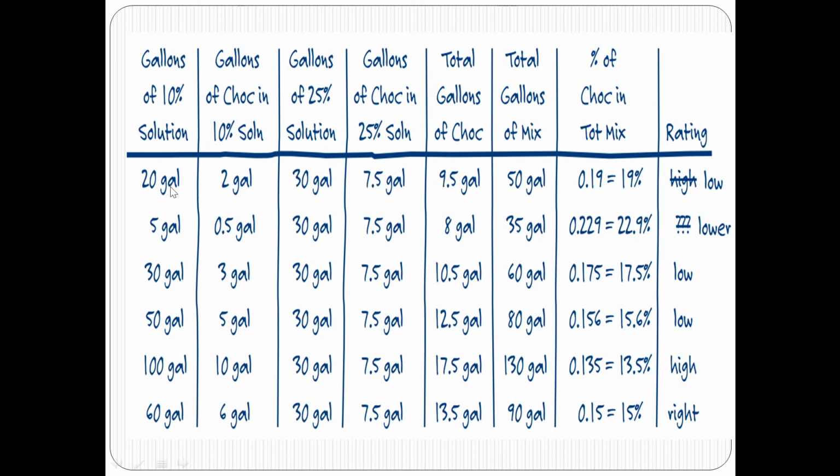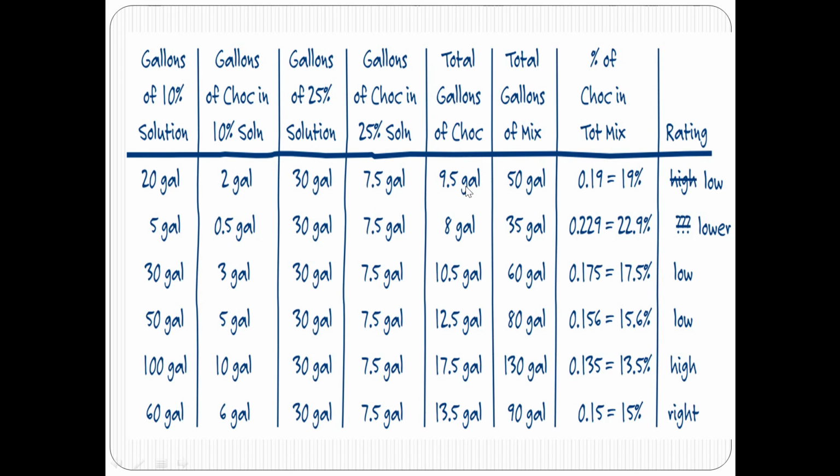So let's try the first row. Let's say we take 20 gallons of the 10% solution. 10% of 20 is 2. That means out of the 20 gallons, there are 2 gallons of chocolate. So now let's mix the 10% with the 25% to see how much percentage of chocolate we will have. If you add the chocolate, the 2 gallons, and the 7.5, you will have 9.5 gallons of chocolate.